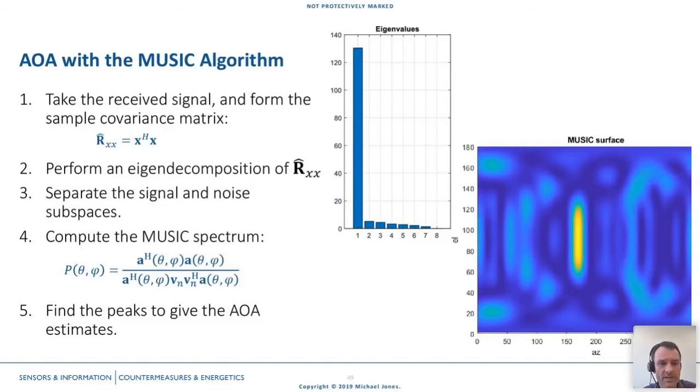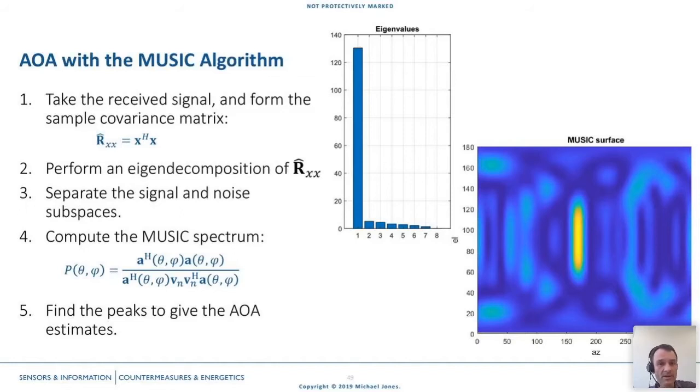If you look at point 4, there's a nasty looking equation there. If you're into linear algebra, you might recognize that as a projection matrix. So what we're doing is projecting the signal subspace there. Okay, and then you look and find the peaks of that function. So if you don't understand that maths, that's fine.